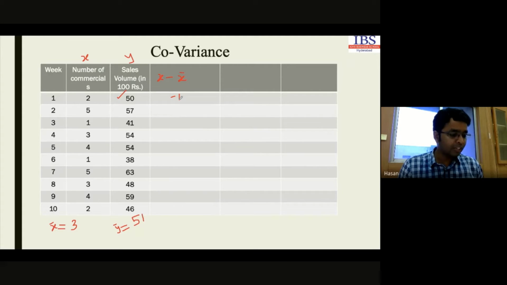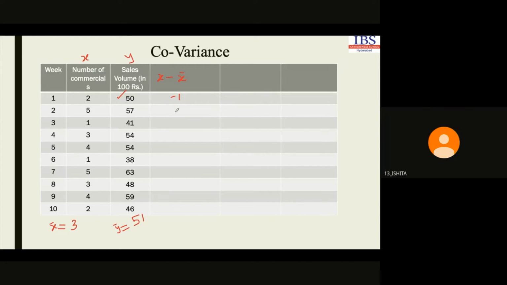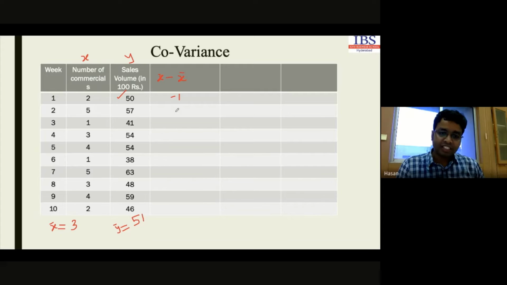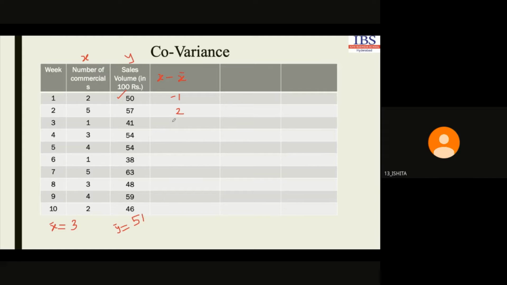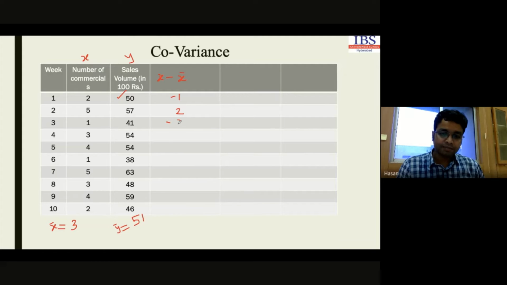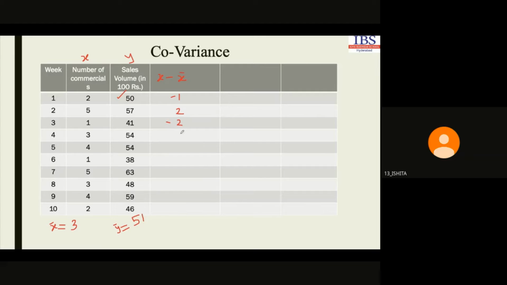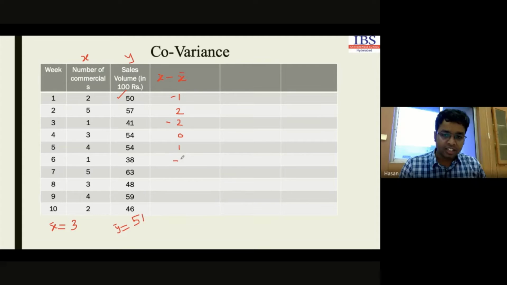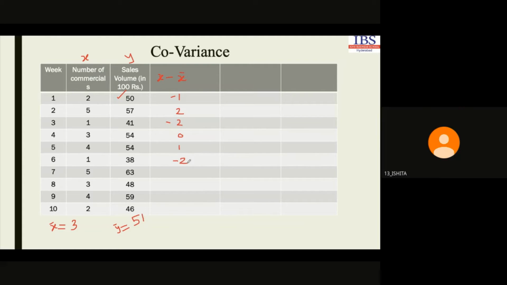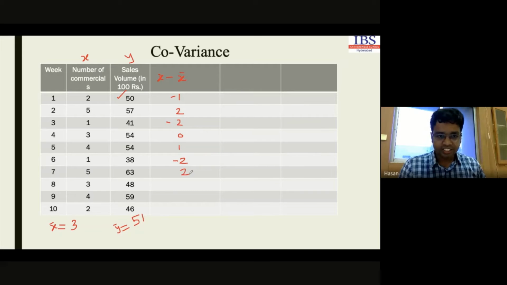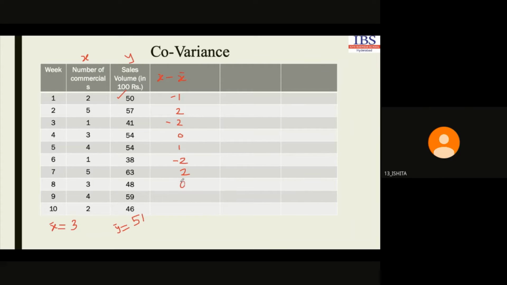You just instruct me and I will follow your instruction. What will be the value here? 2. How? 5 minus 3, right? 2. Then next, minus 2. Then 0. Then 1. 1 minus 2, minus 2. Very good. Then 2. Excellent. 0. Then 0, 1 and minus 1. Very good.